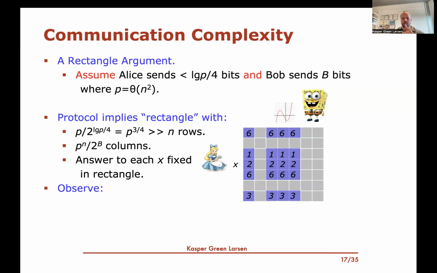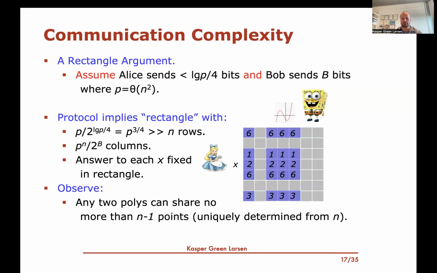Now we want to argue that b has to be large. But why is this the case, right? Here we're using this crucial property of polynomials, that any two polynomials can share no more than n-1 points, right? It's unique. Any polynomial is uniquely determined from n points on the polynomial.